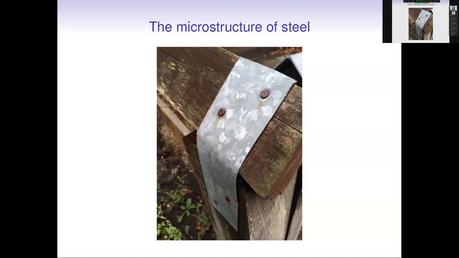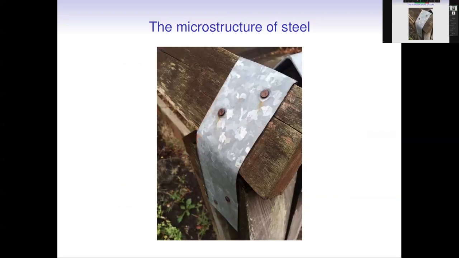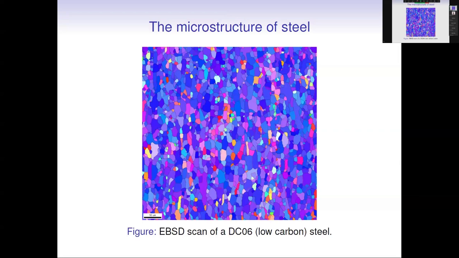Okay, so if you look at this galvanized steel, or at the microstructure of steel, you start to see partitions, tessellations. So that's the link with how I started the talk. And here's another. This is a picture that my collaborators at Tata Steel made.